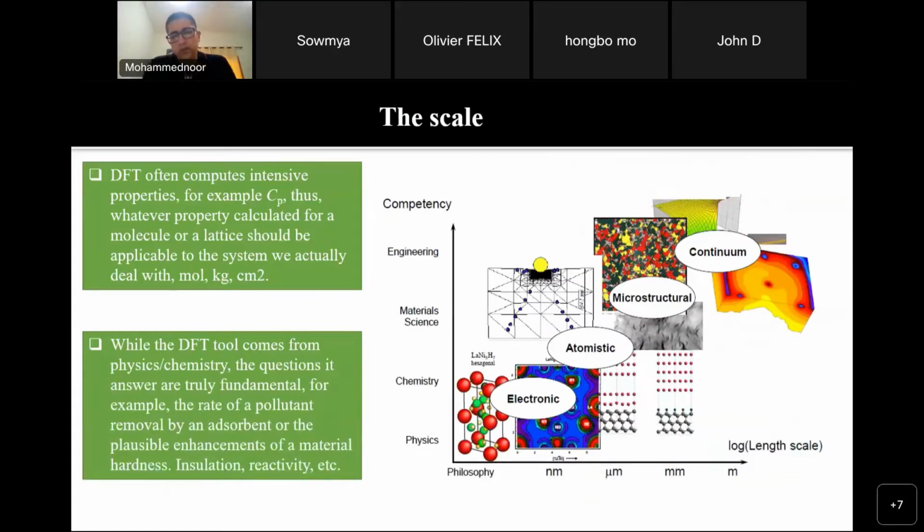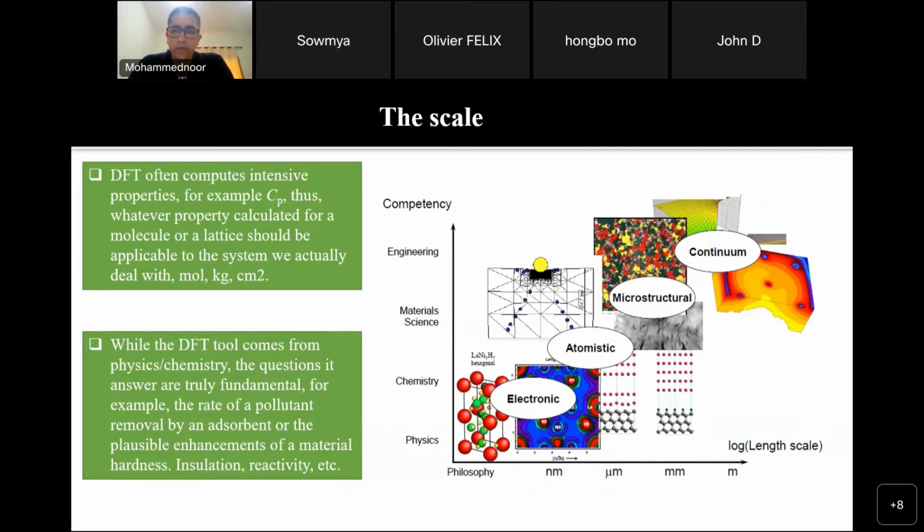When we talk about DFT, it's very important to talk about the scale. We talk about the electronic scale, in fact. And what we obtain at the electronic scale is scalable to the scale that we see. For example, in DFT, we measure the properties of one molecule, but in real life, we deal with big quantities like mole or gram or kilogram or 1 centimeter. So whatever properties we obtain using DFT are also scalable to real case scenarios.